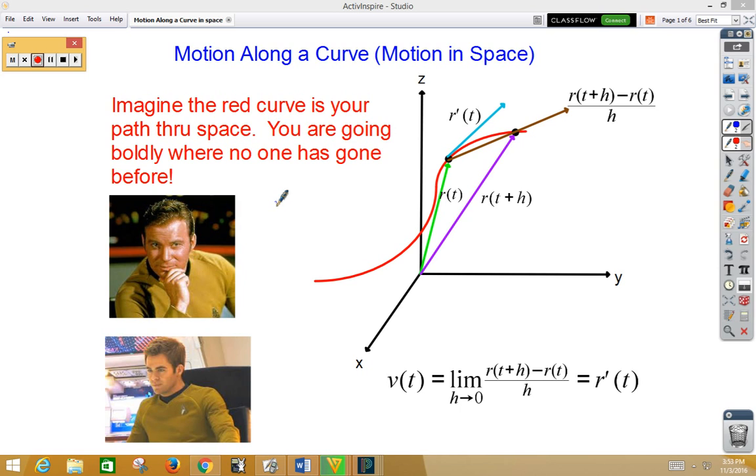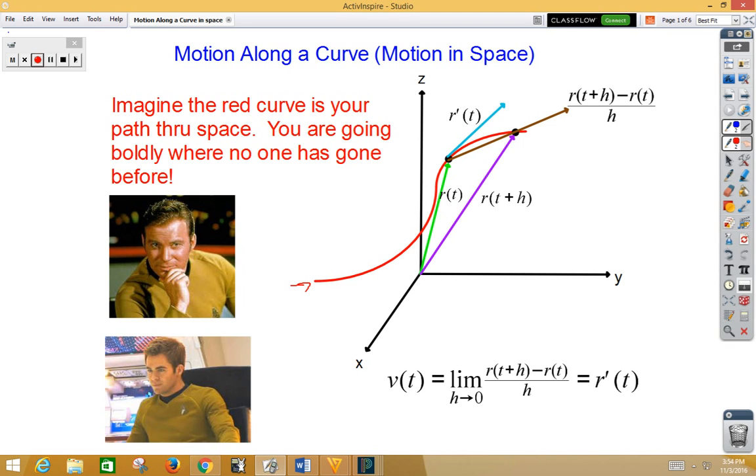In this video, we're doing a repeat of my lecture on motion along a curve, motion in space. Just in case you missed it, this video might be a little bit longer. But we're going to imagine that this red curve in our picture is your path through space, the final frontier. You are going boldly where no one has gone before. Yes, Star Trek. So this is trying to connect limits and derivatives with 3 space.